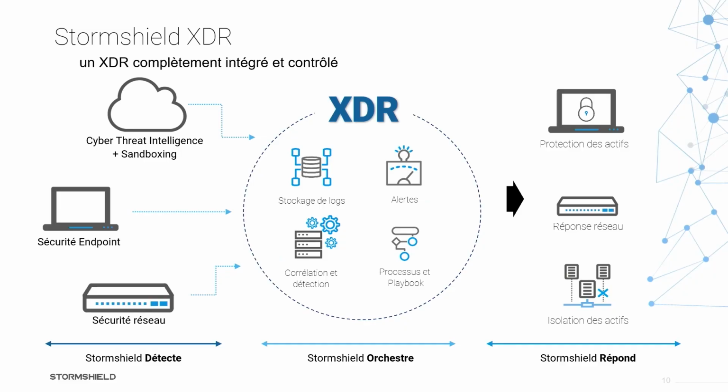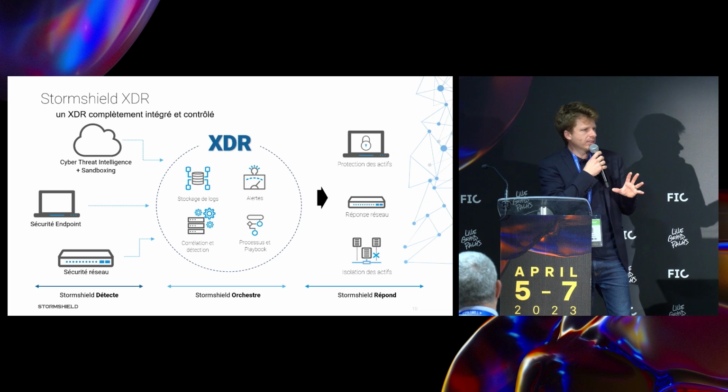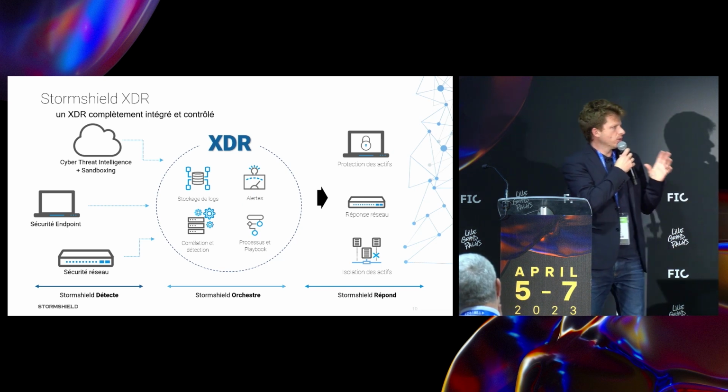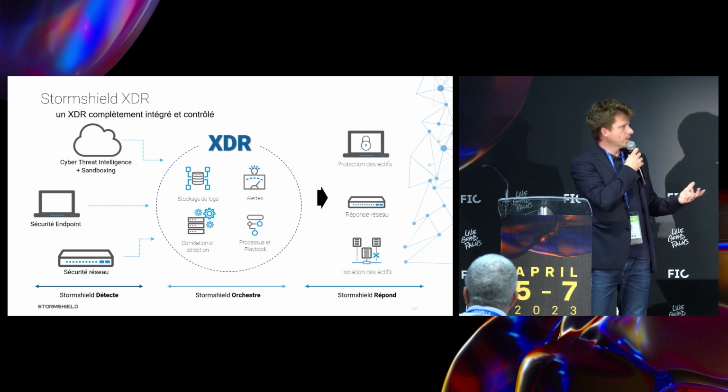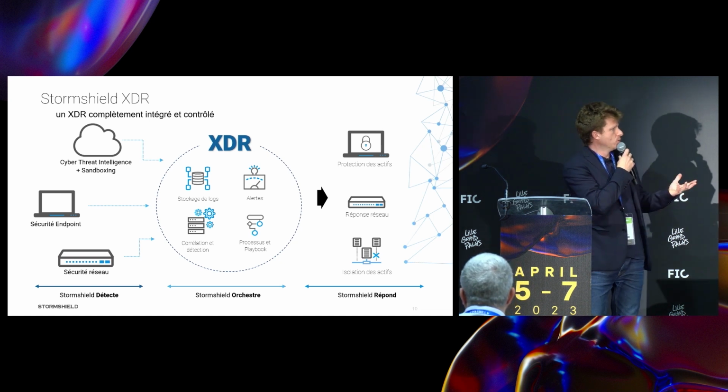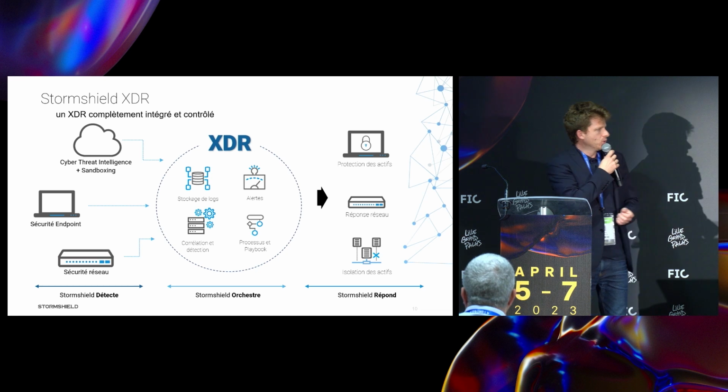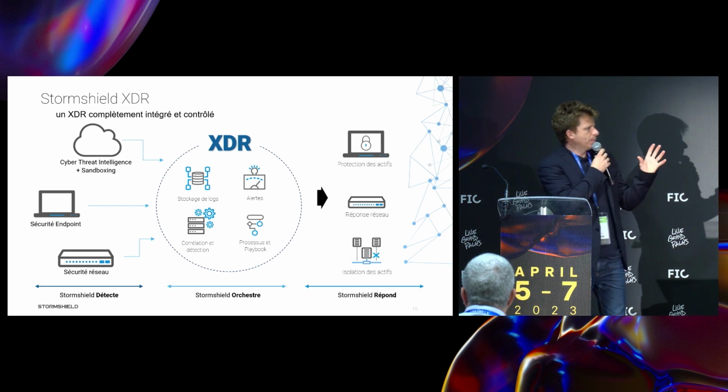We saw the threat intelligence. We didn't really see the sandboxing in this example because we didn't have files, but it's also something that can work. We have seen this first element. We saw the endpoint security and the network security to detect and orchestrate. We saw XLS with the log stalking and the alerting. The processes and playbooks are for the end of the year.